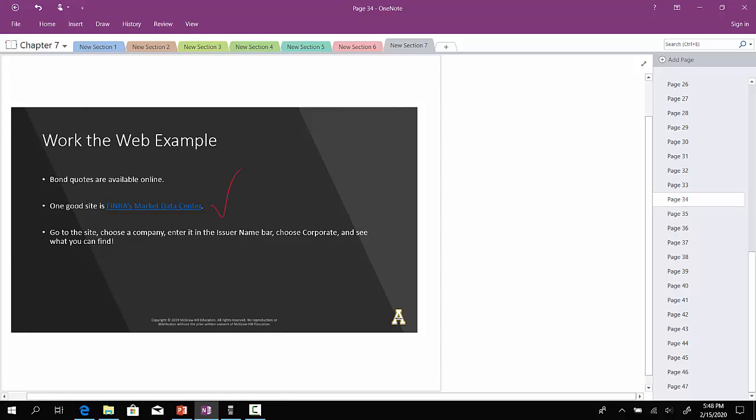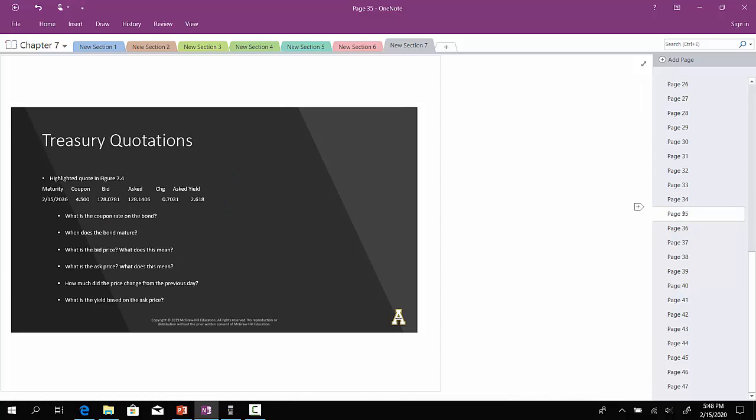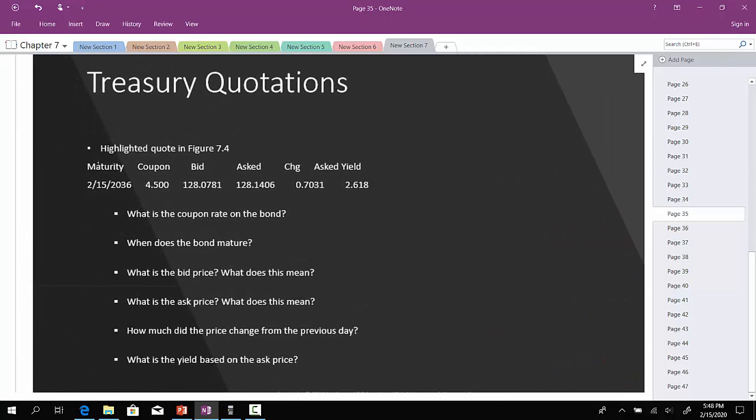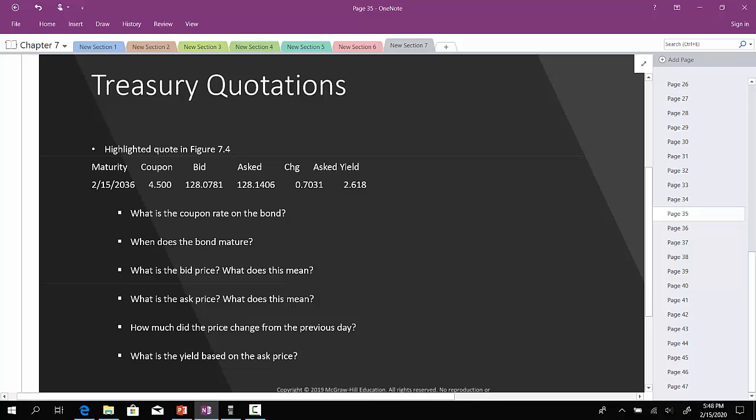And you can go to FINRA to get up-to-date prices. And again, if you're looking at treasury quotations, this is what you would end up seeing. So what's the coupon rate on the bond? In this case, it would be 4.5%. When does the bond mature? It matures, in this case, 16 years from now in 2036.